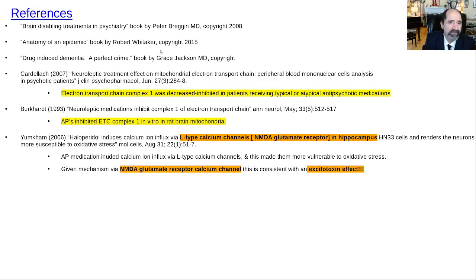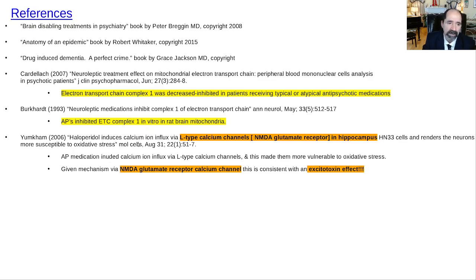Anyways, here's just a couple references. We talked about the books. Interesting paper, again, showing electron transport chain complex number 1 inhibited by antipsychotic medications. Another paper showing the same thing. And believe me, there were additional ones too. I didn't want to go through the effort of citing all of them.